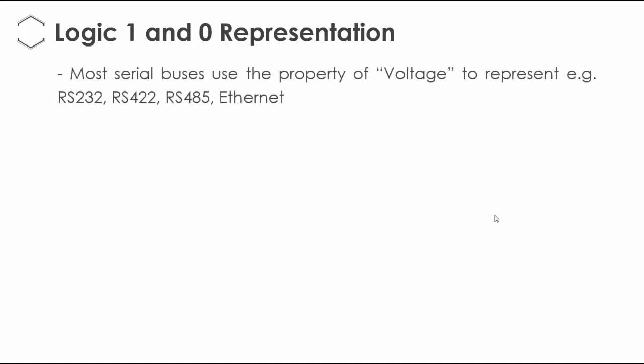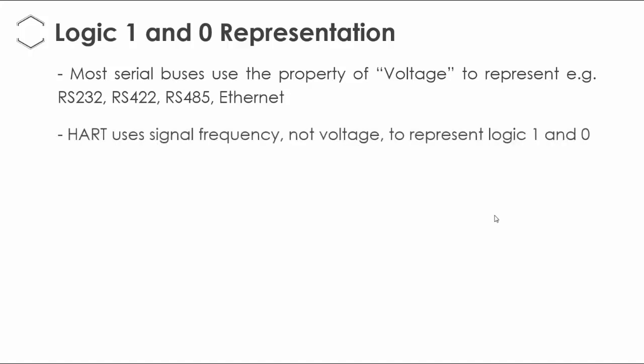Most serial buses use voltage to represent logic 1 and 0. For instance, RS-232, 422, 485, they all use voltages. Even Ethernet on twisted pair uses voltages to represent logics 1 and 0. HART, however, is different. It uses signal frequency.